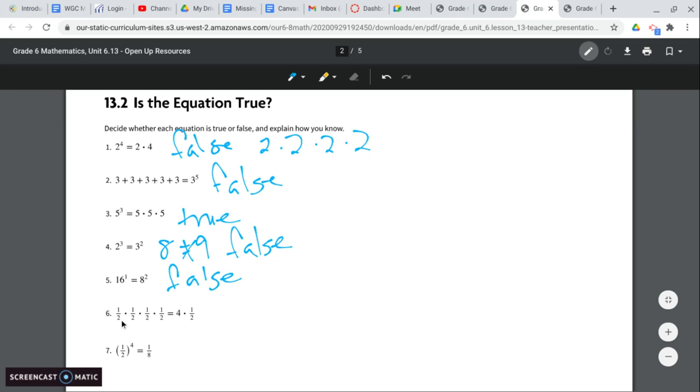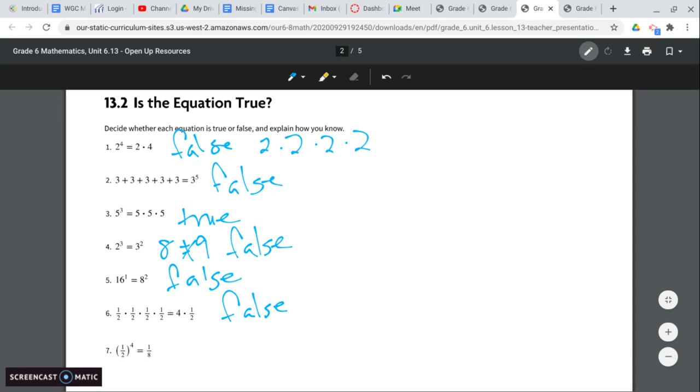All right, we have 1/2 times 1/2 times 1/2 times 1/2 equals 4 times 1/2. Is that true? No, that's very, very false. If the 1/2 were taken to the 4th power, yes, but no, not the case.